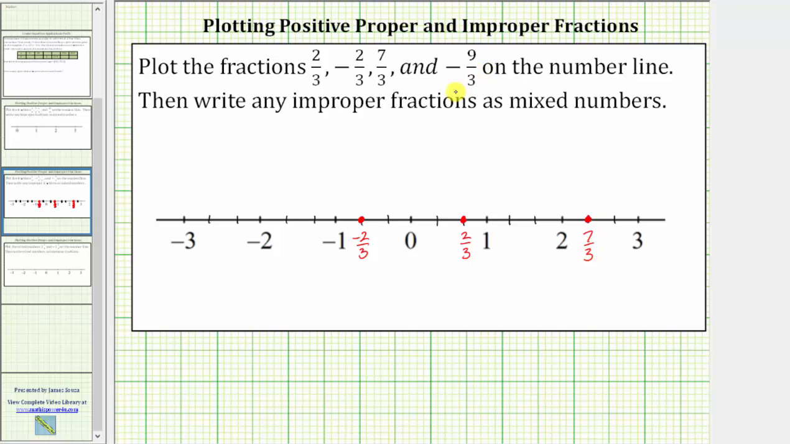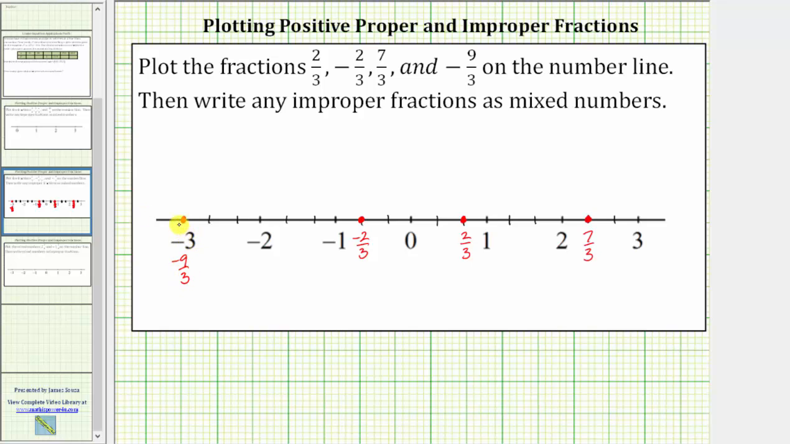And then finally we have negative 9/3, which is located 9/3 of a unit to the left of 0. Starting at 0, moving to the left, we count by negative 1/3. So here we know we have negative 1/3, negative 2/3, then negative 3/3, which is equal to negative 1, negative 4/3, negative 5/3, negative 6/3, which is equal to negative 2, negative 7/3, negative 8/3, and finally negative 9/3. Notice how negative 9/3 is equal to negative 3.